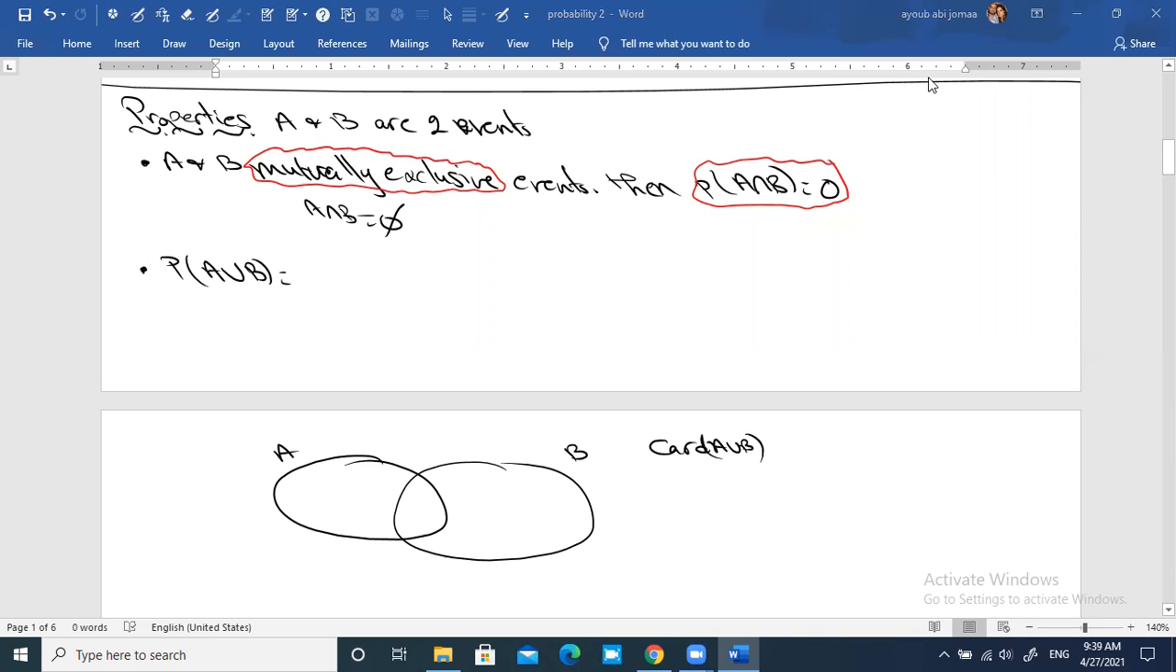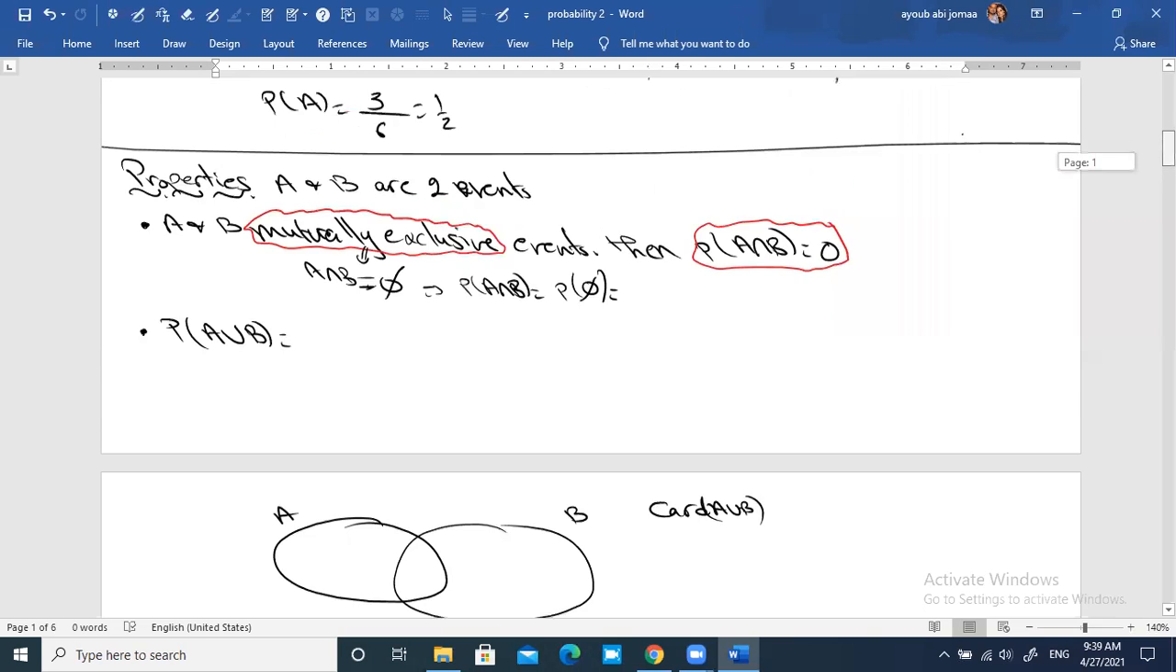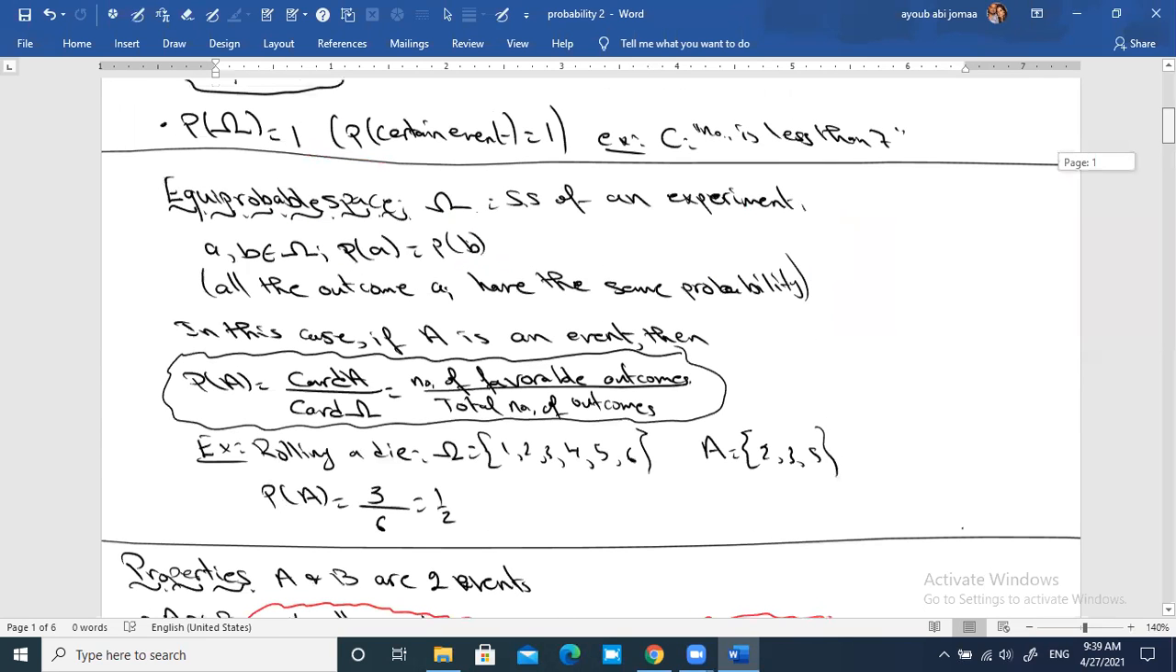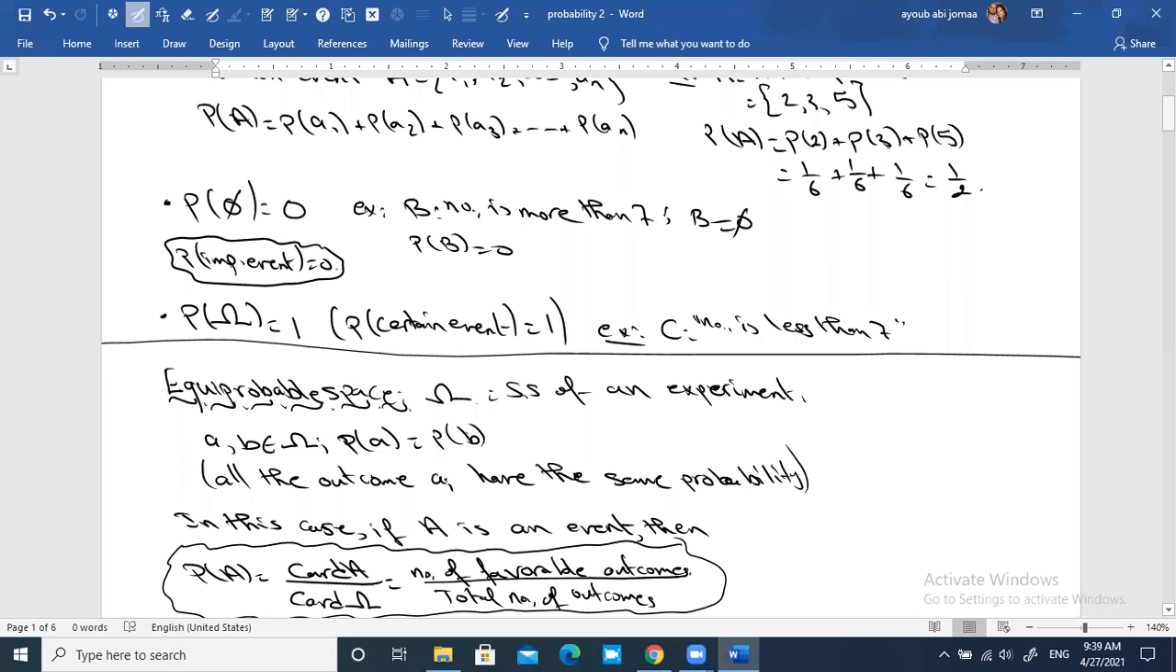Teacher, I sent you a chat that Reem didn't understand the first one. Reem, we are saying that A and B are mutually exclusive, meaning the intersection is empty. This is the meaning of mutually exclusive. It means that A intersection B is empty. This means that the probability of A intersection B is the probability of the empty set, and we just said that the probability of phi, the probability of the impossible event, is 0.